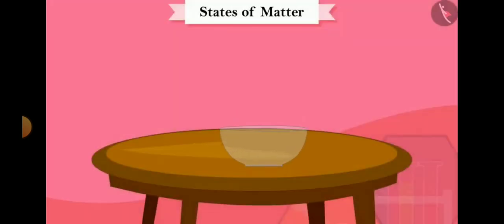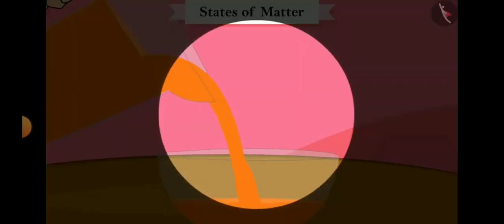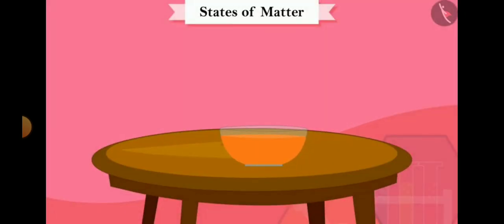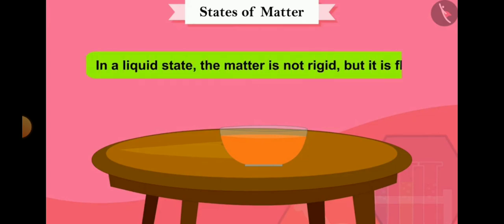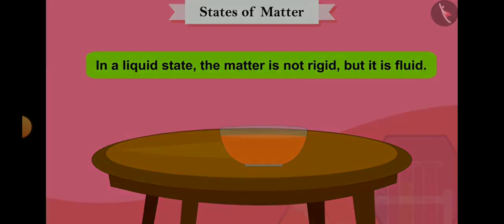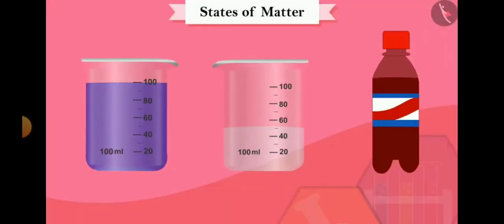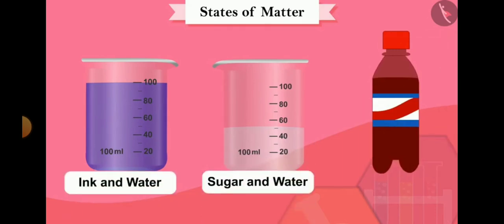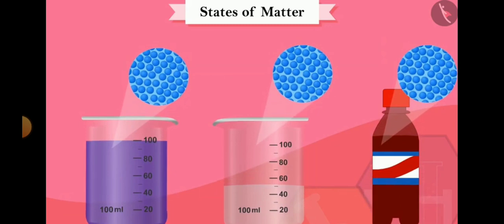Does the juice flow easily when poured from the jug into the glass utensils? Yes. This means that in a liquid state, the matter is not rigid, but it is fluid. Let us now look at these liquid objects: ink and water solution, sugar and water solution, and aerated drinks. All these matter are in liquid state.